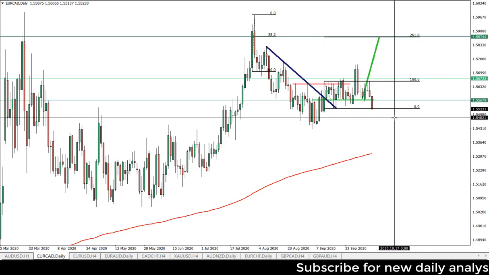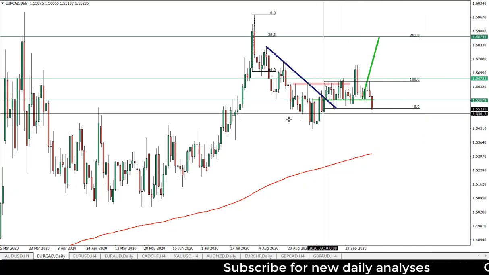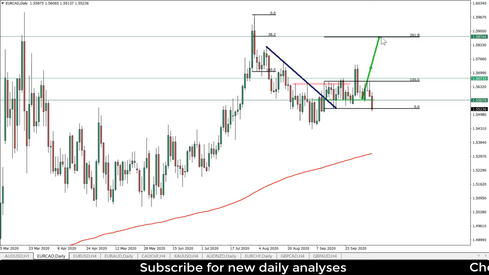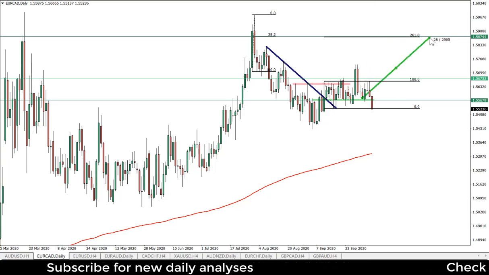All in all, still bullish. Nothing has changed. This is the long-term outlook. So I will just adjust it. It will take longer, obviously.